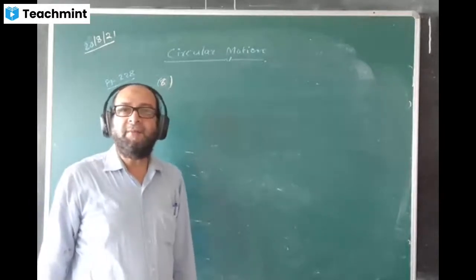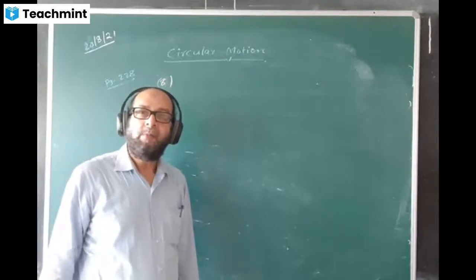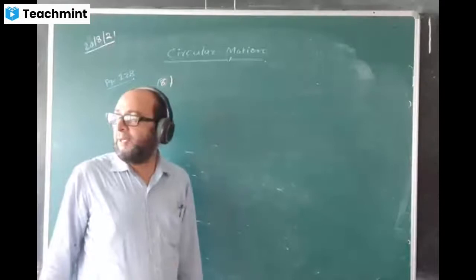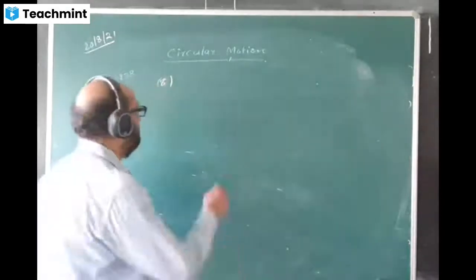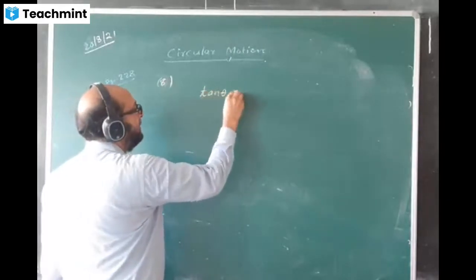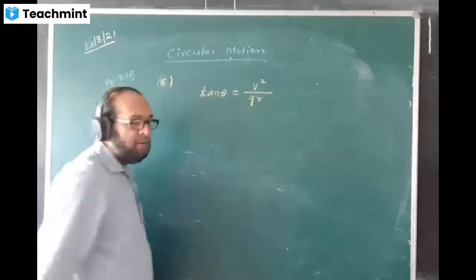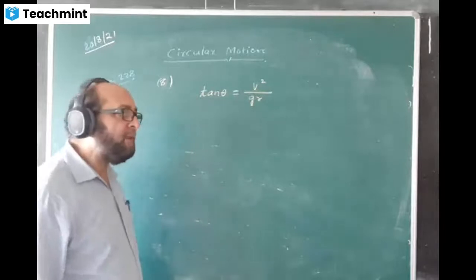The angle of banking is given, 15 degrees. How will you do it? Use the formula of angle of banking. What is the formula of angle of banking? Please turn over the pages and see what is the formula. If you remember the formula, tan theta is equal to v square by g r, or r g. Please check the formula which I have written.